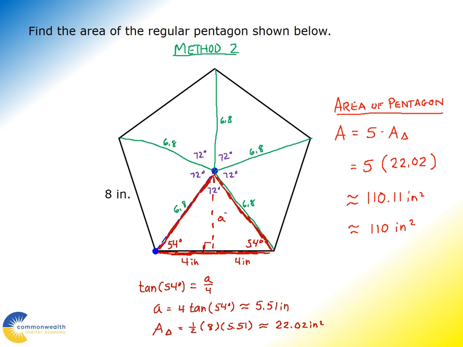So there are different variations you could do. And as I said, once I found the apothem to be 5.51 inches, I could have just done 1/2 the apothem times the 8 times 5 and gotten the same answer. So there are different variations you can do depending on how you see the figure, what information you actually do have, and make sure that you're using the right formula for the right circumstance.